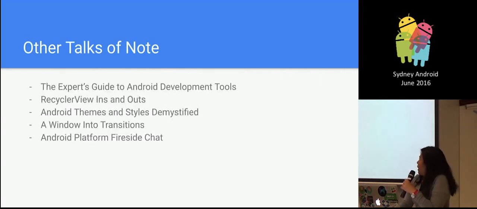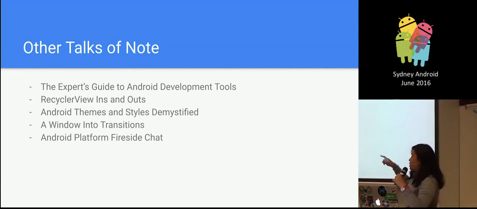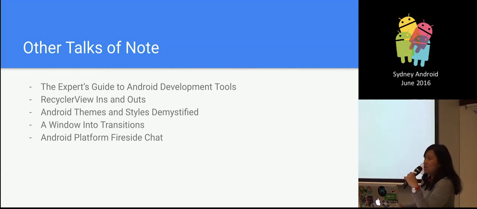Other talks of note: the experts guide. I didn't talk about the tools because I figured most of you watched it already because most of us use tools, right? Who still uses Eclipse? Last time I gave a talk, there was one guy. I think he's not here today though. If you use Recycler View, ins and outs is really good. Yigit talks about how view recycling works in Recycler View, how the pool and the cache work. It's interesting. I didn't understand any of it. Chris Banes talked about Android themes and styles.